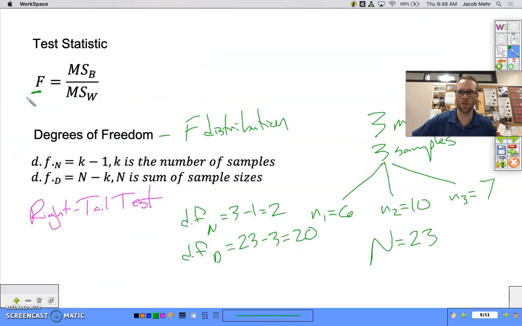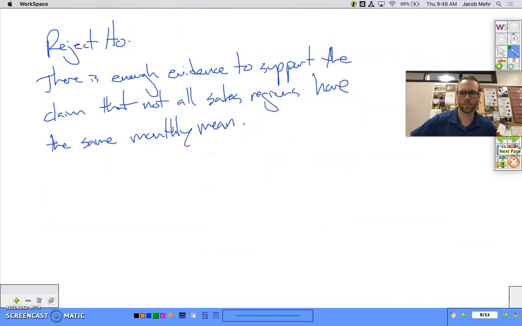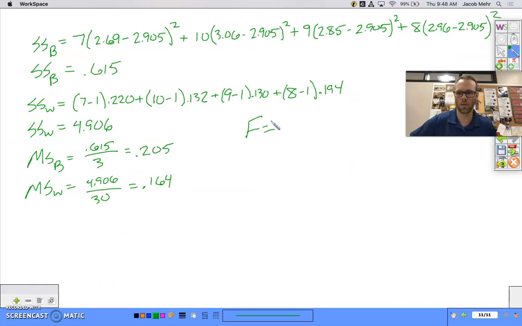Finally, we are to our test statistic. Remember, this is an F distribution, and it's the mean squares between over the mean squares within. So mean squares between 0.205 over mean squares within 0.164 gives us 1.25.